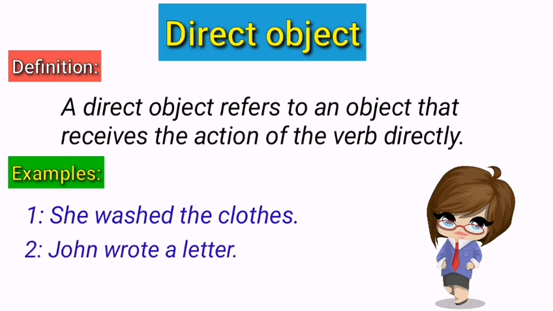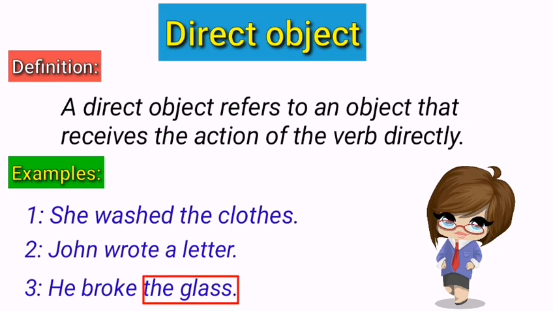Here the phrase, a letter, is a direct object because the subject performed an action and that action is received by a letter directly, so that is why it is a direct object. Look at another example. He broke the glass. Look at this example and let me ask you a question. What received the action of breaking? The answer is clear, the glass, so here it directly affected, so it is direct object.